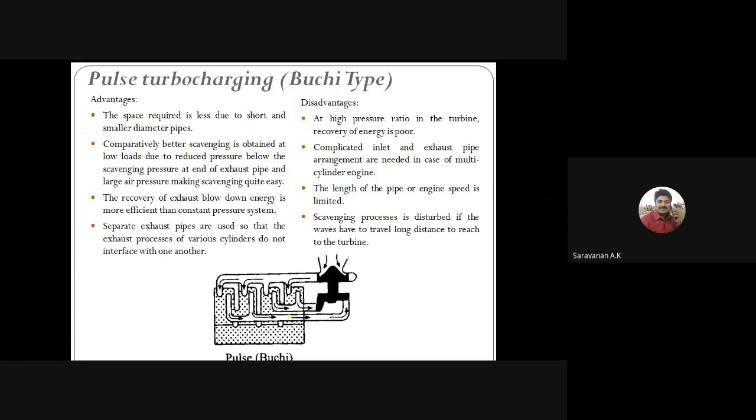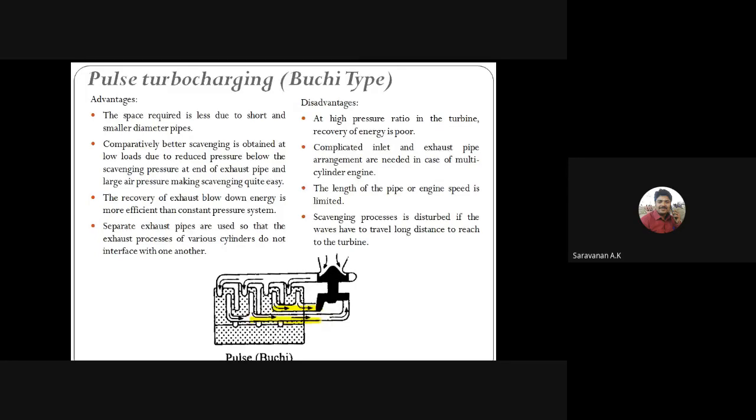The separate exhaust pipes are used so that the exhaust processes of the various cylinders do not interfere with one another. In this diagram also you can see the separate exhaust pipes being used. This type is called pulse turbocharging, and here also we have some advantages and the disadvantages.